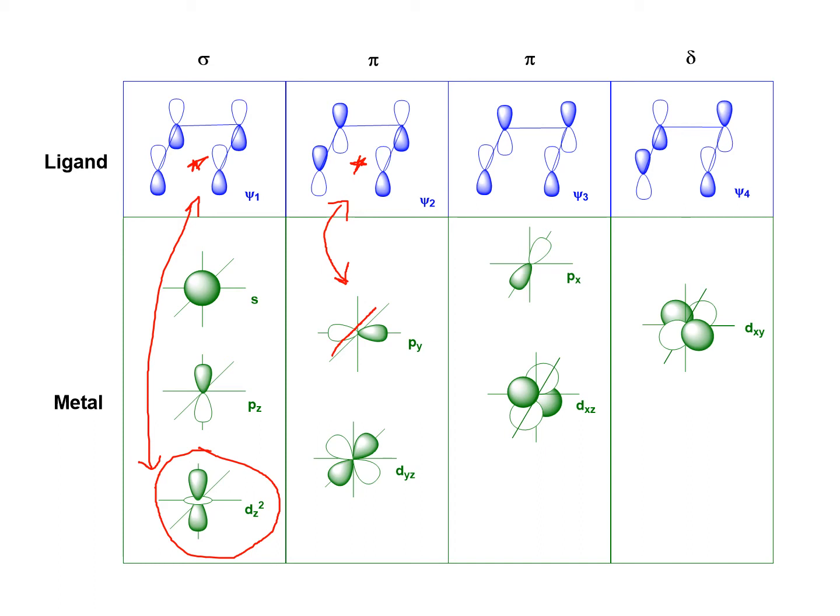Now you look at Psi3. Psi3 is the one which had two nodes right here. There's one node here and there's one node here.